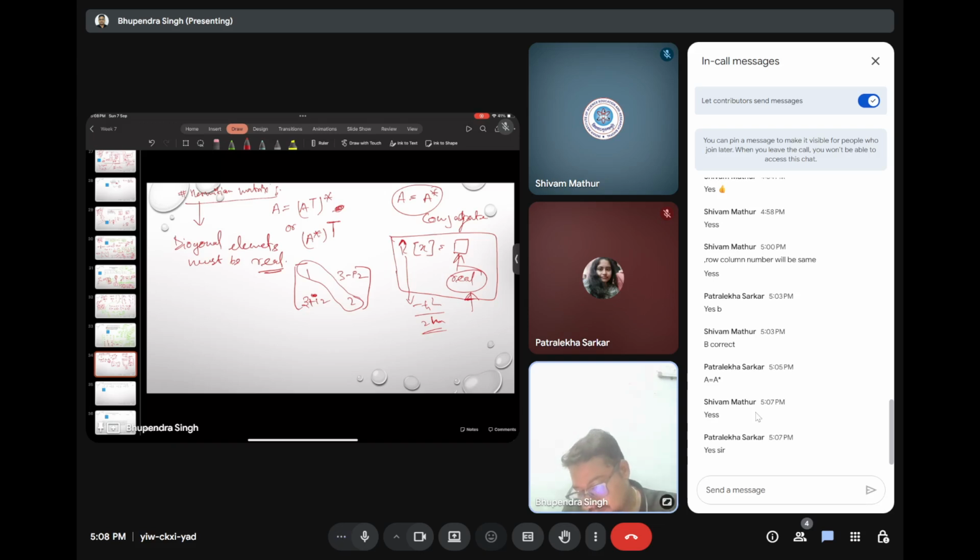But off-diagonal elements can be complex or real. This is the example. Okay.